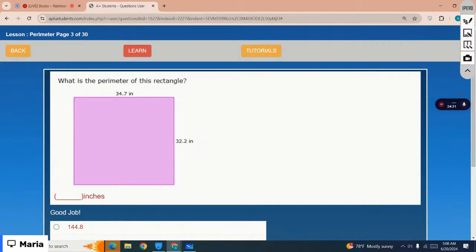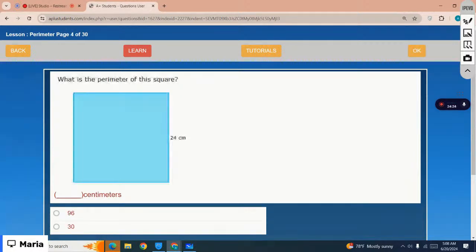Okay, the next one is, what is the area of the square? Which is the correct option? Sorry, perimeter of the square. Yes, 96 centimeters it is.